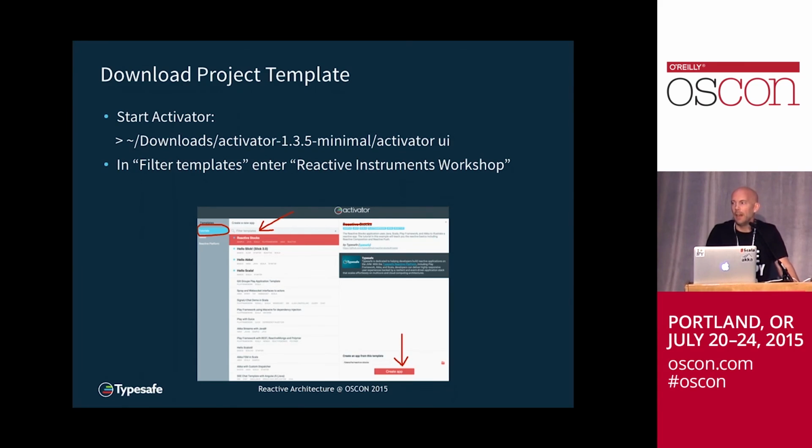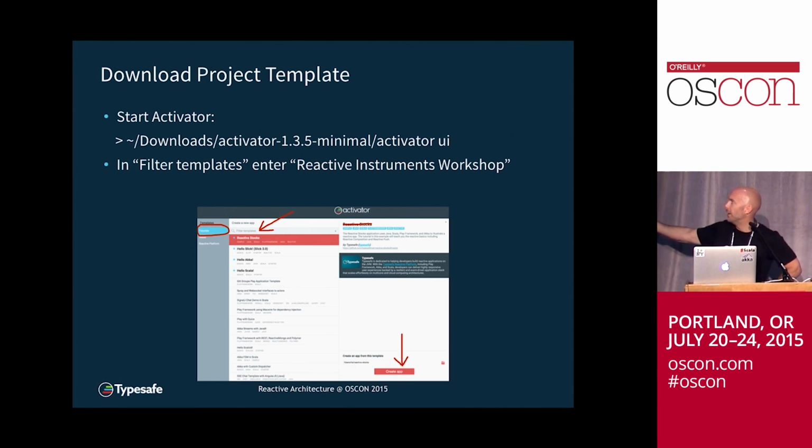If you get an error saying could not load build configuration, just click proceed and hopefully that will work. It's going to take a while because what's happening here is it's downloading the template code, and then Activator is going to try to compile and download all the dependencies for you.